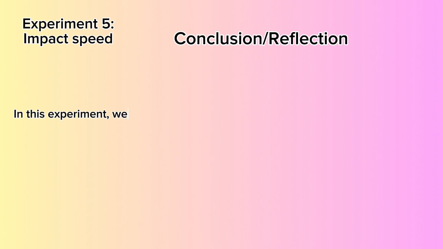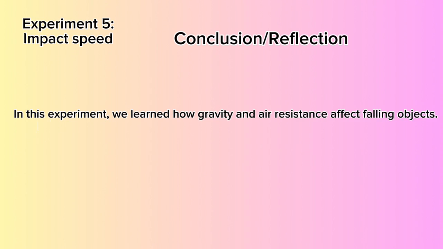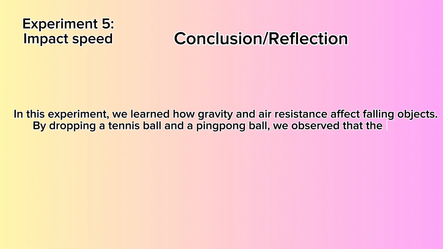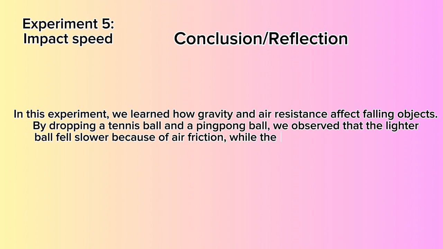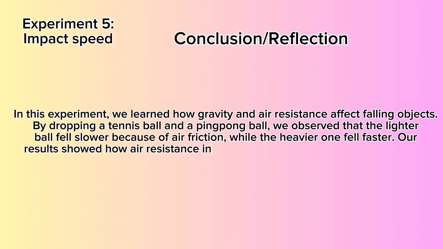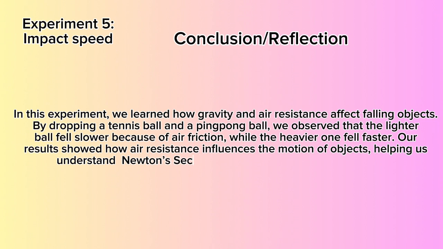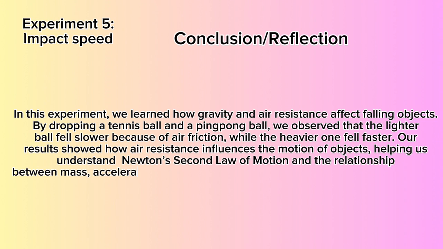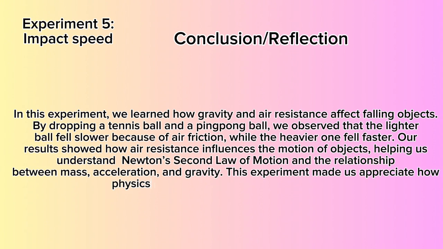In this experiment, we learned how gravity and air resistance affect falling objects. By dropping a tennis ball and a ping pong ball, we observed that the lighter ball fell slower because of air friction, while the heavier one fell faster. Our results showed how air resistance influenced the motion of objects, helping us understand Newton's second law of motion and the relationship between mass, acceleration, and gravity. This experiment made us appreciate how physics concepts apply to real-life situations.